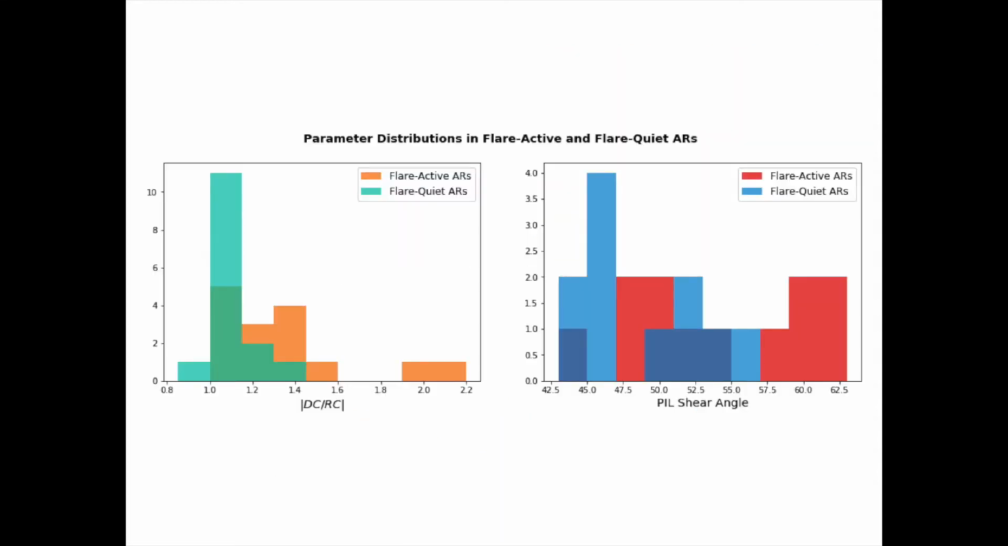We compared the degree of current neutralization between flare active and flare quiet active regions and found that the degree of current neutralization differed between these two populations at a 90% confidence level. We also compared the degree of shear and found that flare active regions had higher degrees of shear than flare quiet active regions, also at a 90% confidence level.